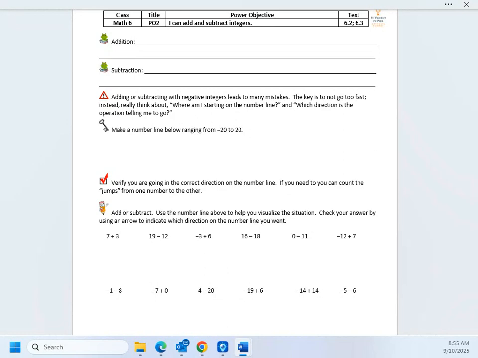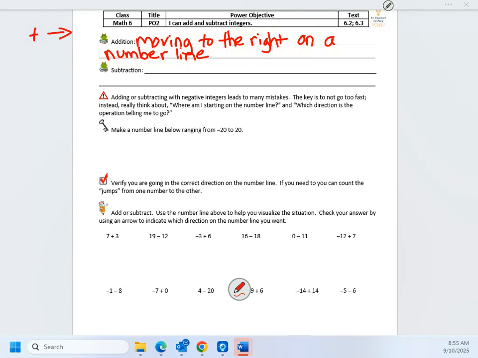In addition, when we add numbers, we are always moving to the right on a number line. So when we're adding, we're always going to the right. I like to do a little thing like this where I do adding. I know I move to the right.